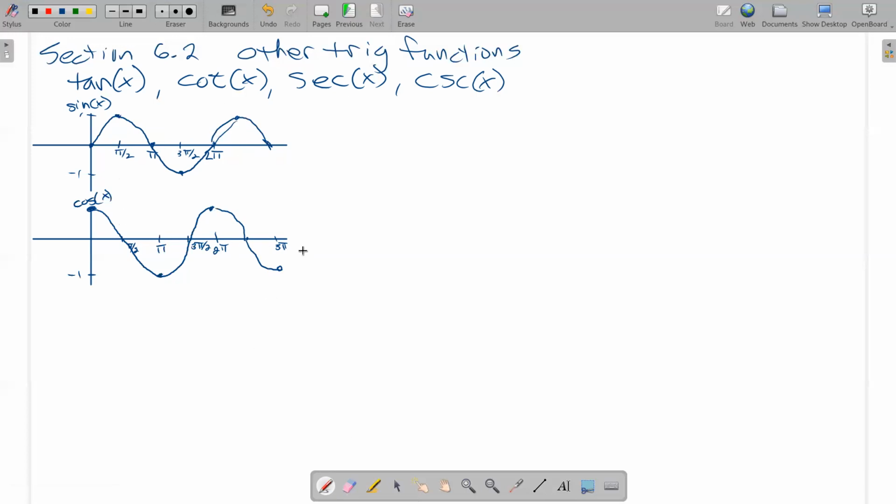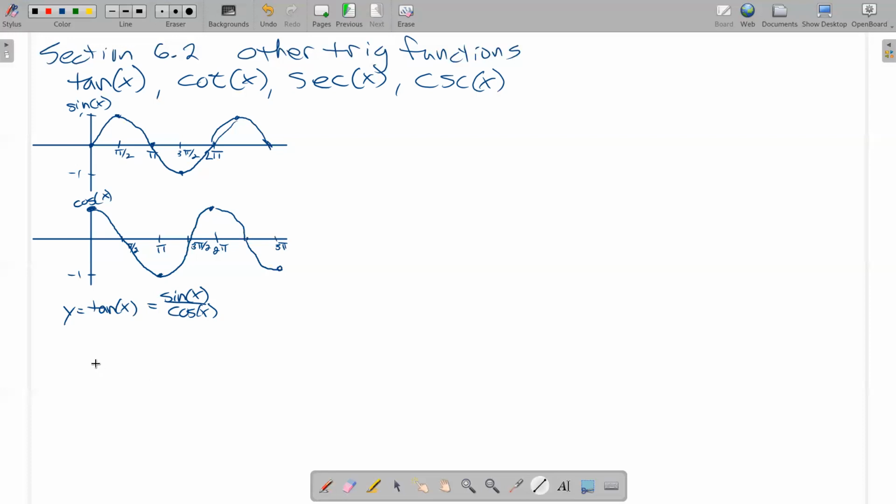So based on those two, we're going to take a look at the graph of the tangent. So y equals the tangent of x. Tangent is equal to the sine of x divided by the cosine of x. So we should be able to look at the graphs of sine and cosine and try and figure out what the tangent looks like to kind of explain its behavior.